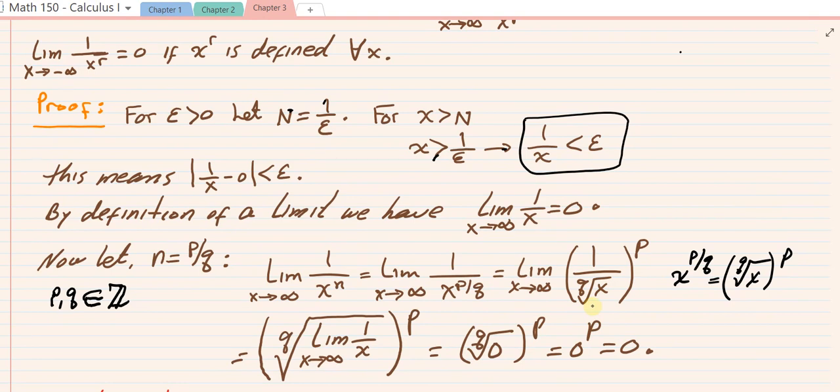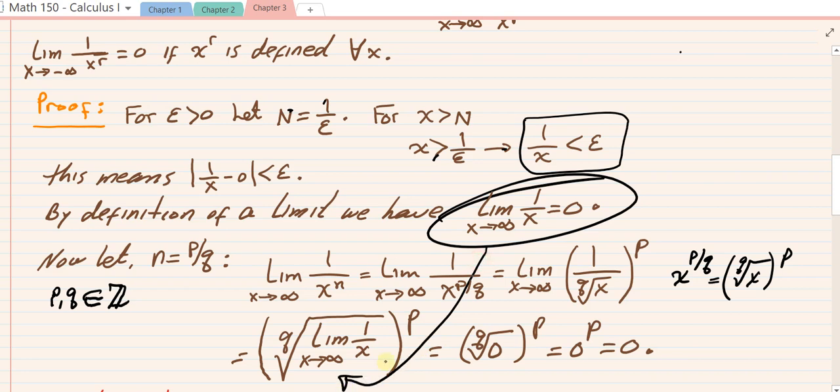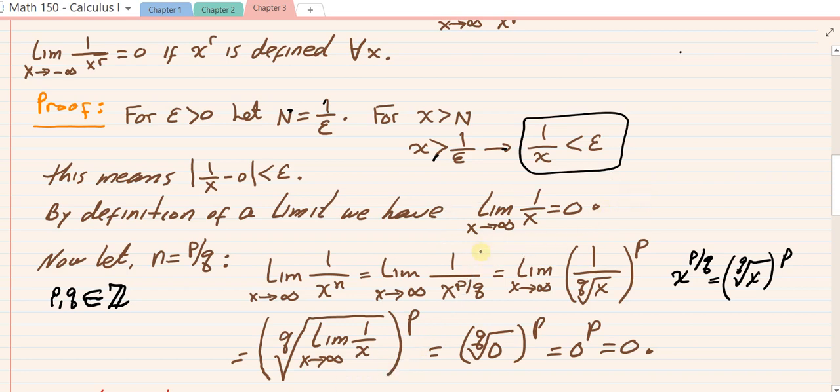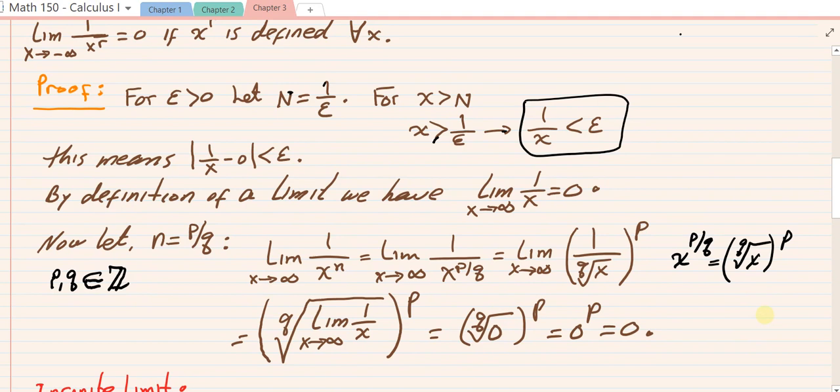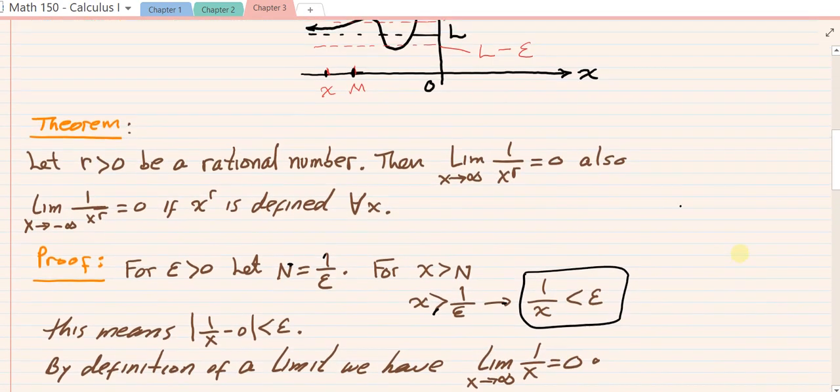And we established that limit, right? We established that to be 0. So I went ahead and replaced it with 0. So we have the qth root of 0 to the p, and of course that's 0. And that is what we wanted to prove. Now this is a very important theorem, by the way. Hopefully you followed the proof, it wasn't bad.